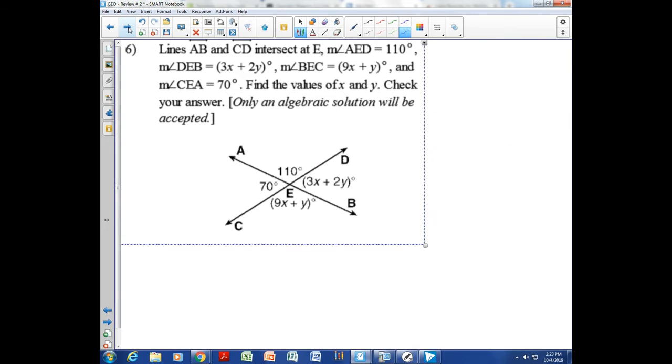Lines AB and CD intersect at E. The measure of angle AED is 110 degrees. The measure of angle DEB is 3x plus 2y. The measure of angle BEC is 9x plus y. And the measure of angle CEA is 70 degrees. Find the values of x and y. Check your answers. Only an algebraic solution will be accepted.